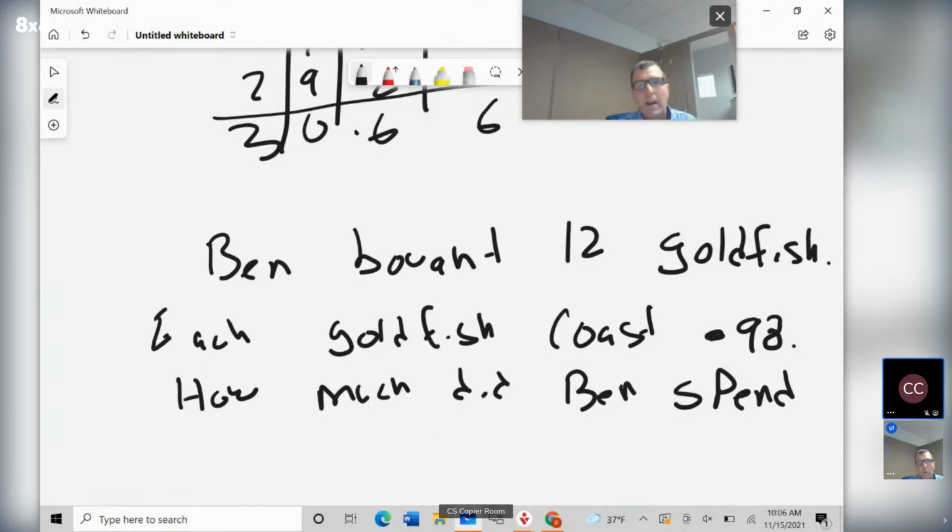So what we have to take out of this, the important parts, is that Ben's buying 12 goldfish. Okay, that's a number that's important. And the other one that's important is they cost 98 cents each. So it's a multiplication problem.